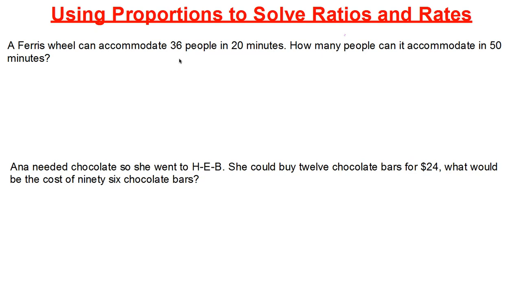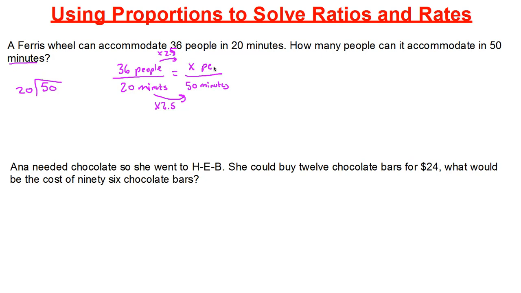A Ferris wheel can accommodate 36 people in 20 minutes. So I'm going to go ahead and write that. 36 people in 20 minutes. How many people can it accommodate in 50 minutes? Well, I want to go ahead first and match the minutes and the minutes. So this is going to be 50 minutes. So 20 times what is going to be equal to 50? If you can't figure that out, just go ahead and divide. Okay? So it's going to be multiplied by 2.5 and then multiplied by 2.5.